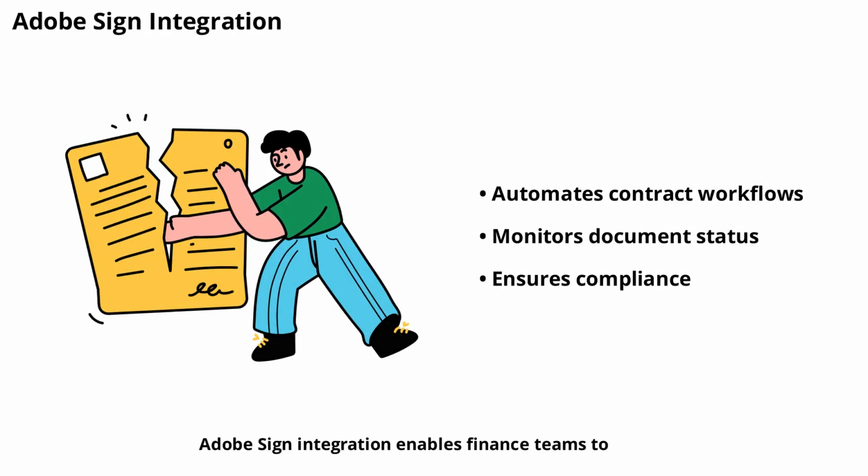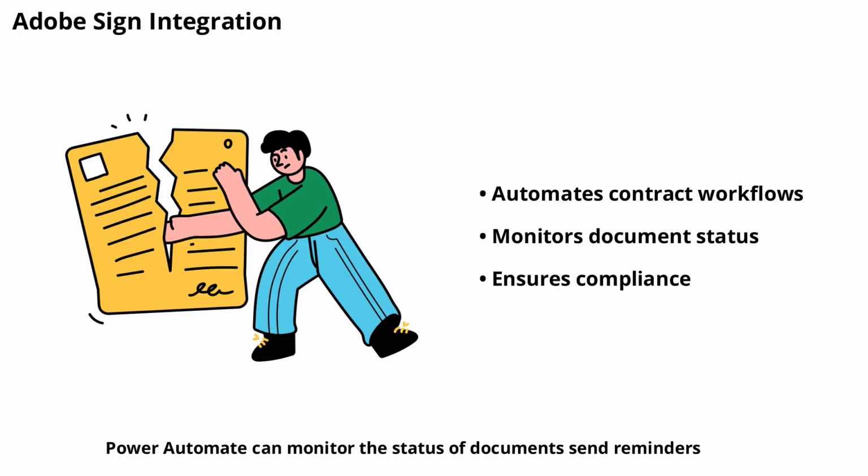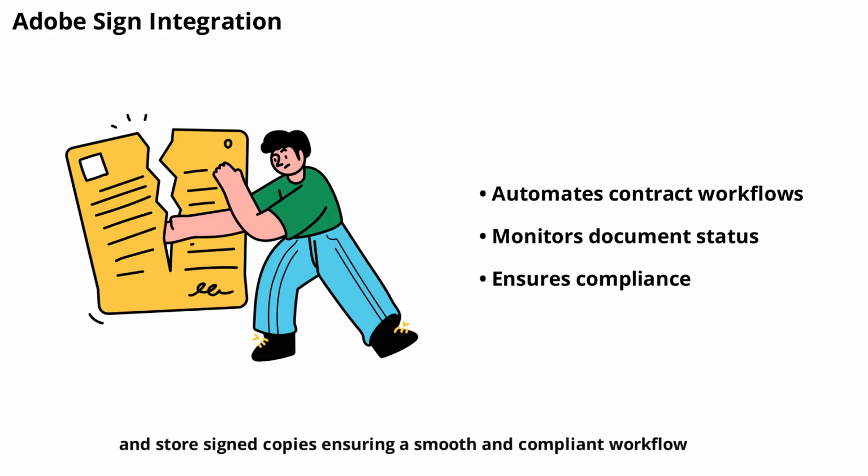Adobe Sign integration enables finance teams to automate the sending and tracking of contracts, invoices, and approvals. Power Automate can monitor the status of documents, send reminders, and store signed copies, ensuring a smooth and compliant workflow.